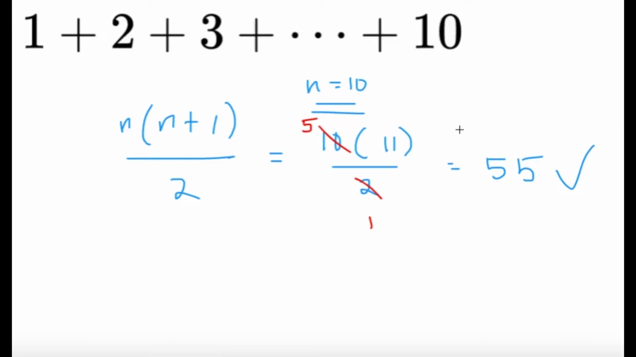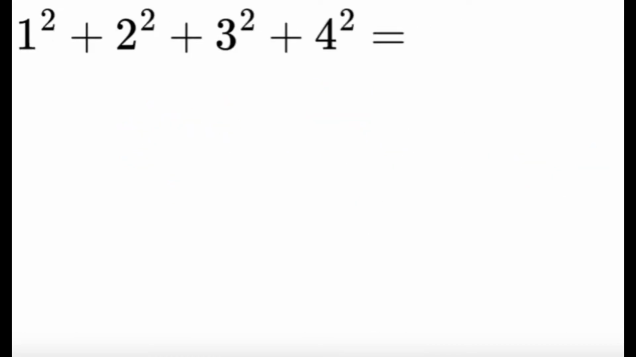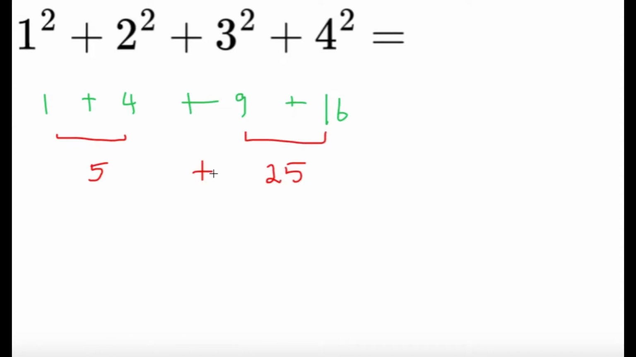Alright, now let's try to do the next ones. So after the sum of the first n positive integers, let's try the sum of the first n positive perfect squares. Now surely we can evaluate it one by one. 1 squared is 1, 2 squared is 4, 3 squared is 9, 4 squared is 16. Then surely we can just add them one by one. 1 plus 4 equals 5, 9 plus 16 equals 25. So I'm just getting 5 plus 25, and that's going to be equal to 30. So we should expect 30 from the result.